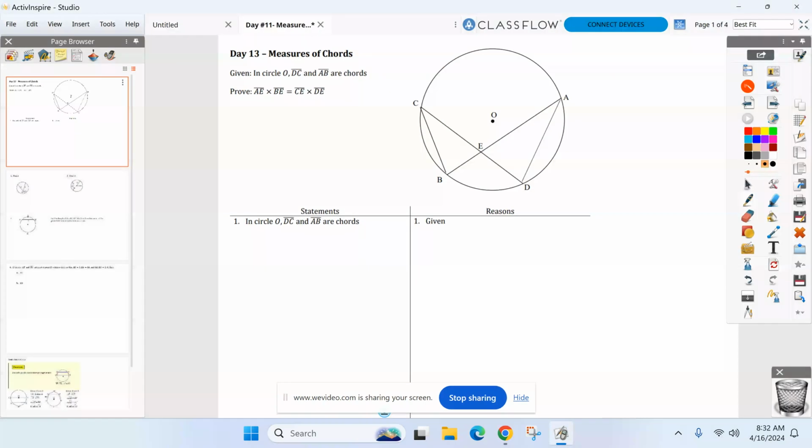Tess, welcome back. Here you go. What's CED called? Just a what? Chord, yeah, it's a chord. And so is AEB. That's a chord. And notice everyone, they're intersecting each other. That's what has to happen for this fact I'm about to give you. You have to have two chords intersecting.